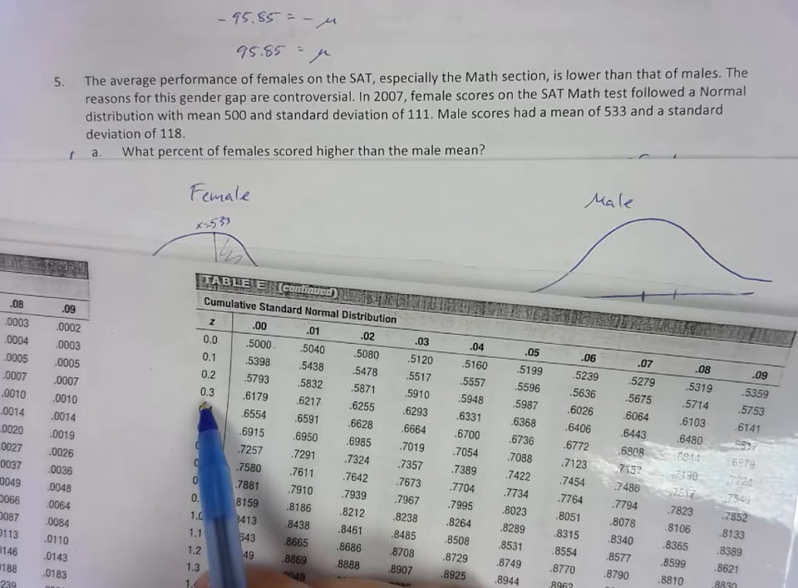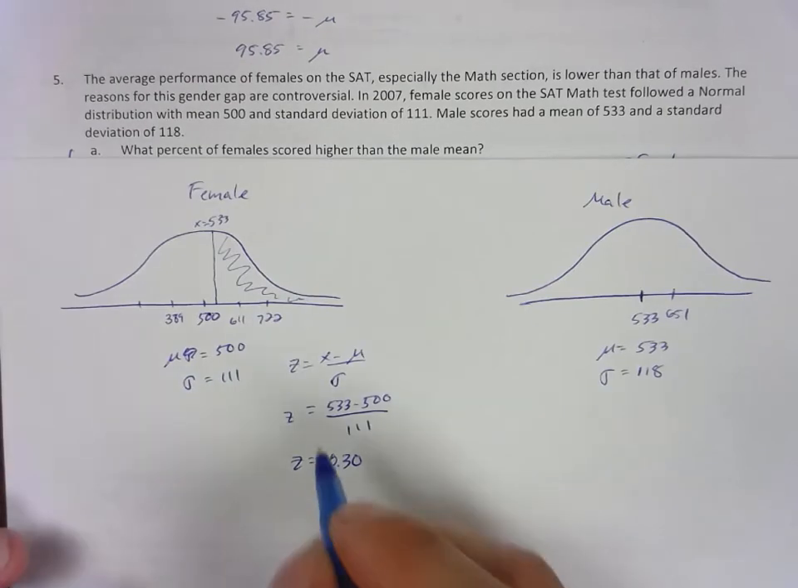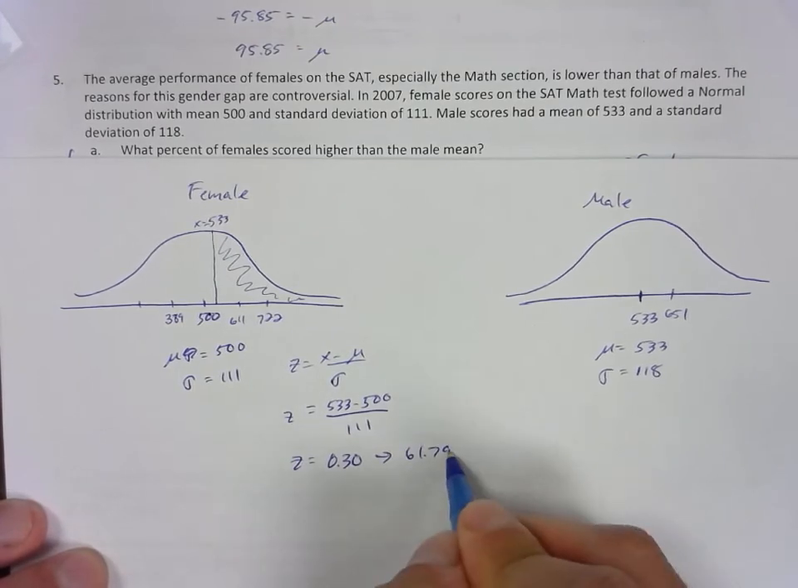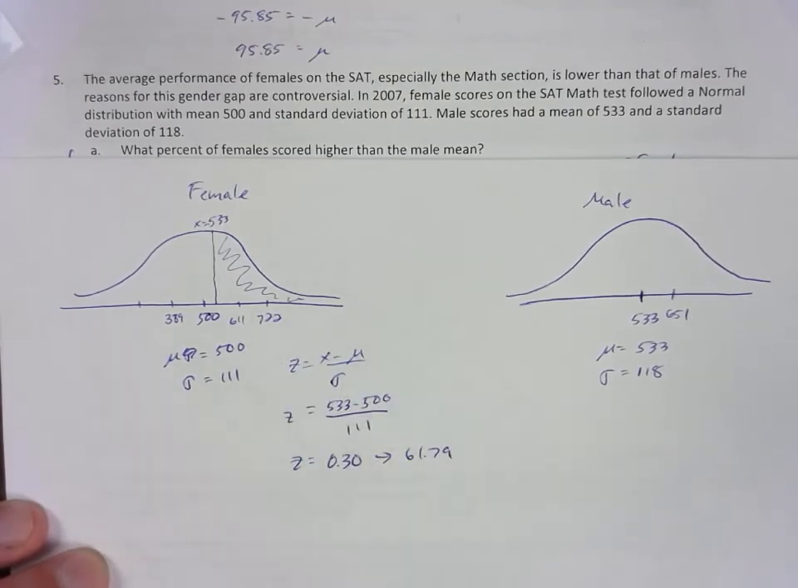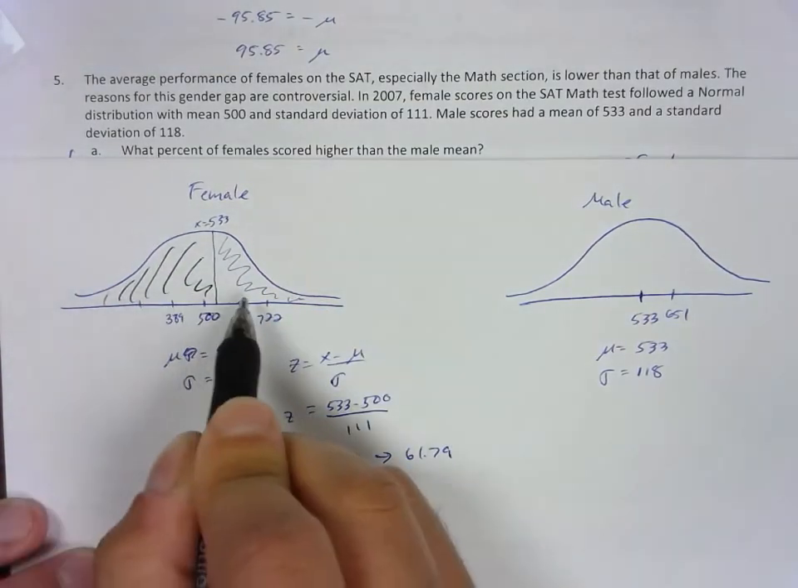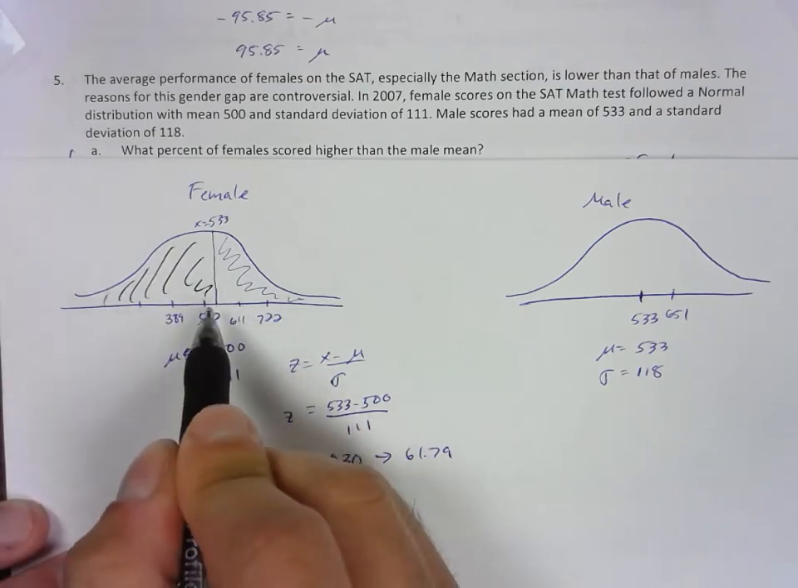Now we will look at our chart and look at the z-score of 0.30. So 0.30 is right here, 61.79. So that correlates to 61.79. But the chart gives this area. We don't want that area, we want this area.